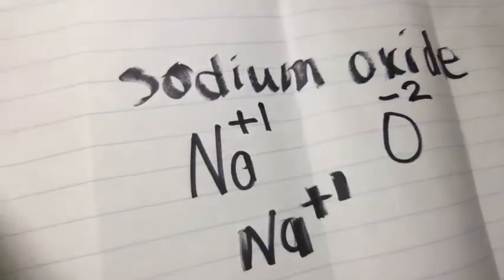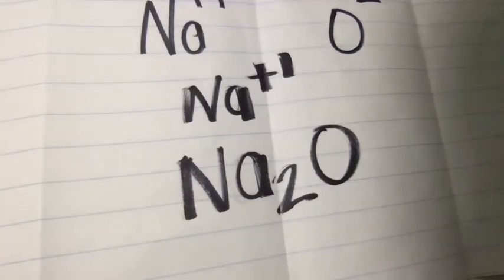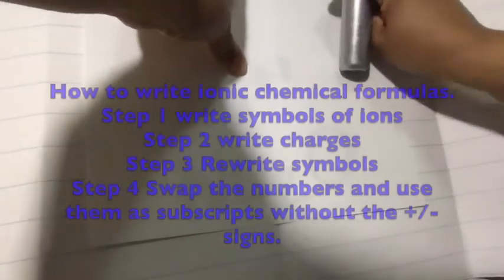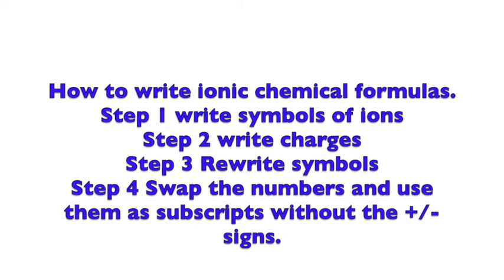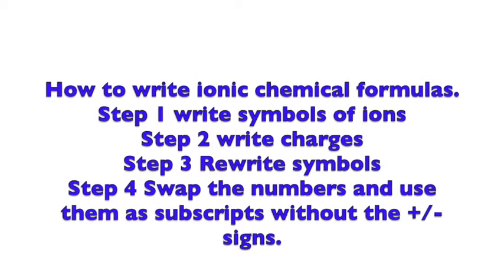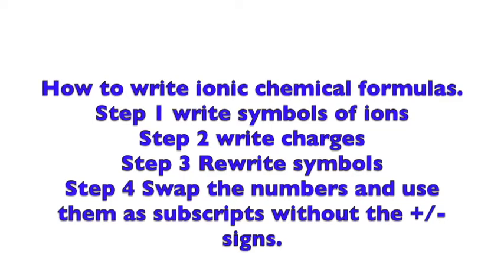Okay? Now, I'm going to give you a shortcut way of doing that. Na2O. That's what that would mean. And I'm going to give you the steps to a shortcut of how to do that for all of the examples. Step 1, write the symbols of each element. Step 2, write the charges on top of those element symbols. Step 3, drop the symbols. Again, rewrite them, just drop them. And step 4, use the numbers and swap them and use them as subscripts without the charges.